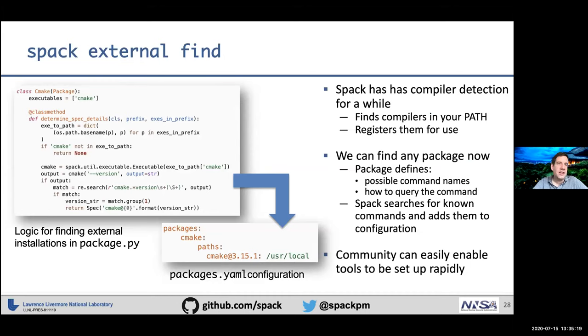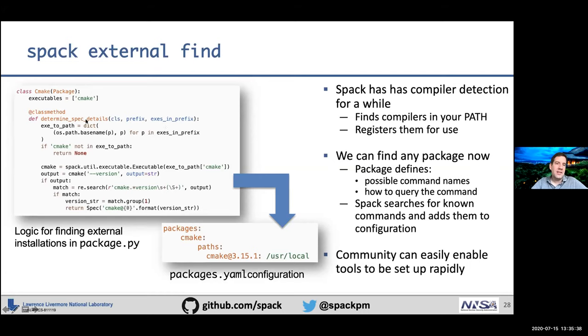And so what we've done is we've made it so that packages can do something a lot like what we do for detecting compilers already, where the CMake package, for example, now says, hey, my executables look like this. There's an executable called CMake. And if you find something like that in my path, go and run this function to query it for what exactly kind of CMake install it is.